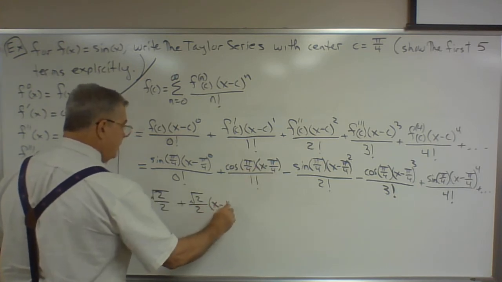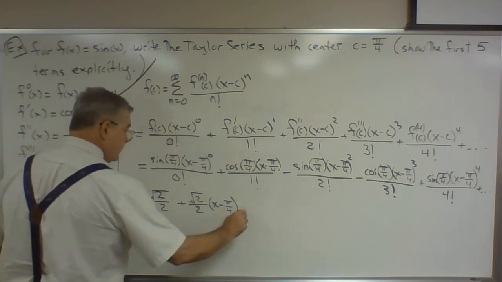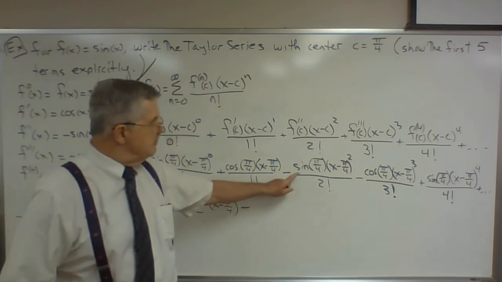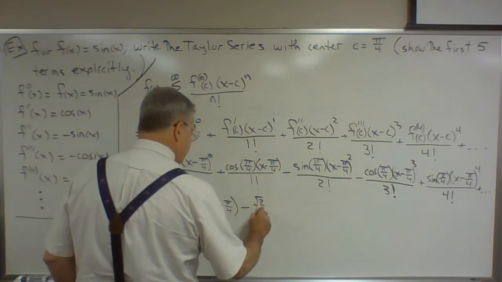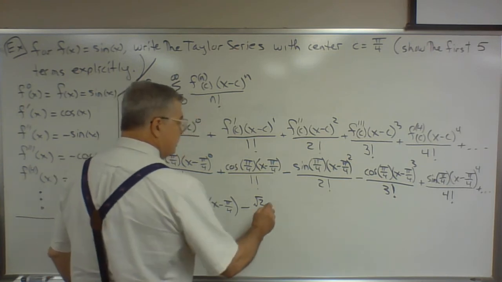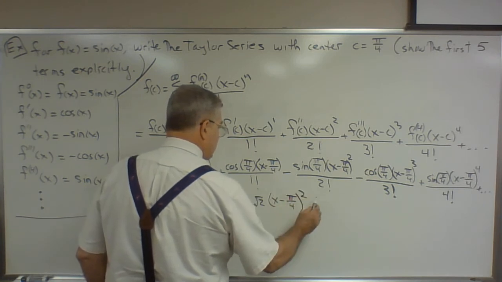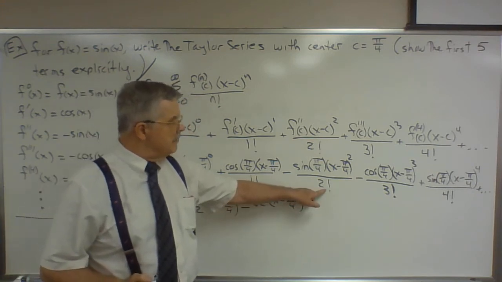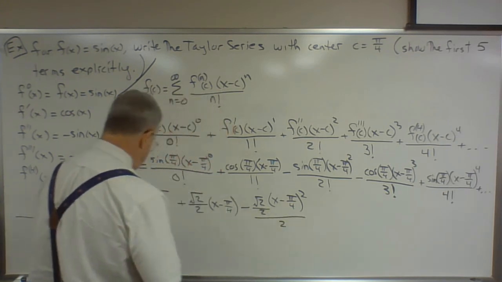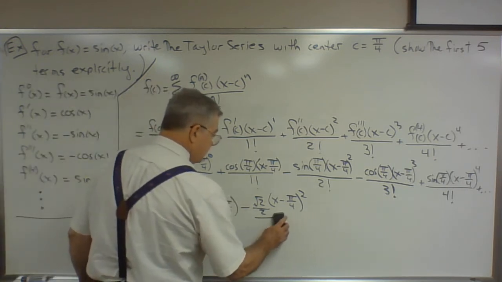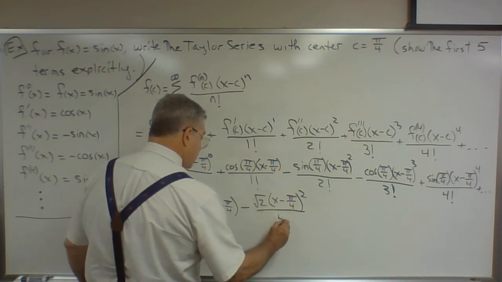X minus pi over 4. Oops. Then the next term, sine of pi over 4 again, that's square root of 2 over 2, times x minus pi over 4 squared over 2 factorial. 2 factorial is just 2. So what I have here is square root of 2 over 2 over 2. I can simplify that a little bit. And I'm just going to write square root of 2 on top and 4 on the bottom.